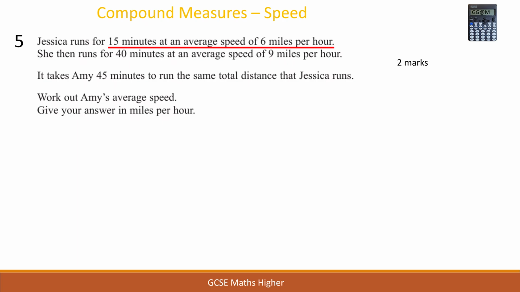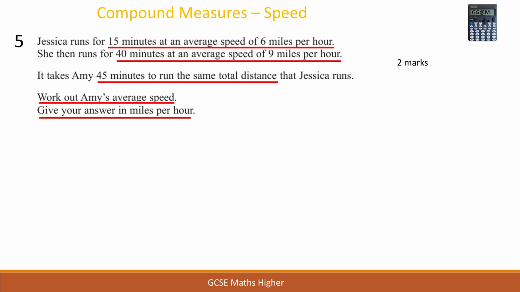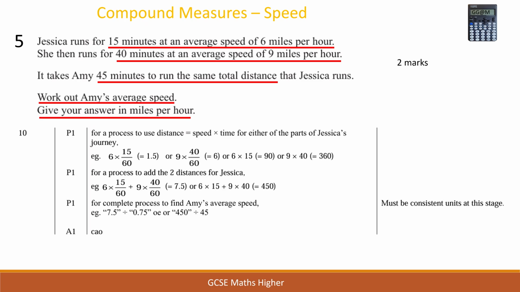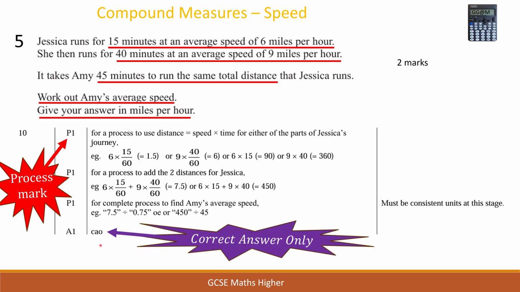Fantastic work. So hopefully we've got some information. So keywords, you've got 15 minutes is an average speed of 6 miles per hour. 40 minutes is 9 miles per hour. And you've got 45 minutes to run the same total distance. Work out the average speed. Give your answer in miles per hour. So hopefully you came up with the answer 10. This P1 here means a process mark, so there are 4 process marks available, and CAO means you need the correct answer only, so this must be exactly the correct answer to get the method marks.